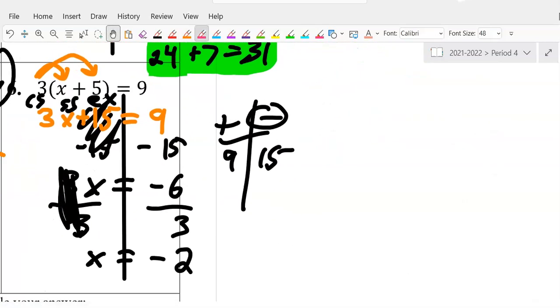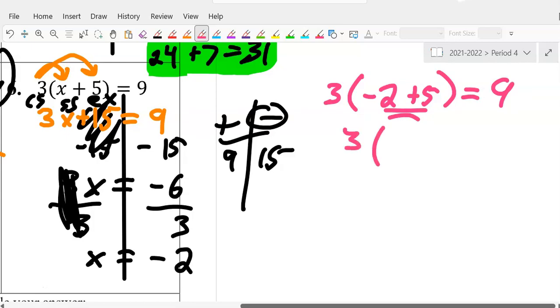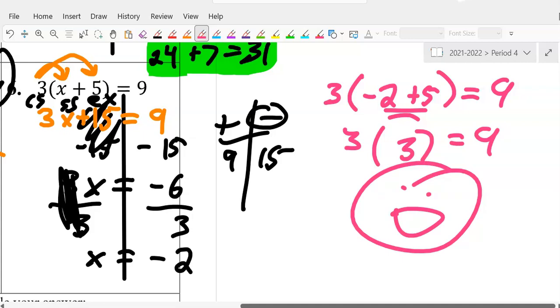Yeah, of course we can. So we say 3 times -2 plus 5. Now you can distribute to check, but it's faster just to add what's in the parentheses. Okay, 2 bad guys and 5 good guys. Anyone? 3 good guys. 3 times 3, is that 9? Yes. Okay, let's hear it.